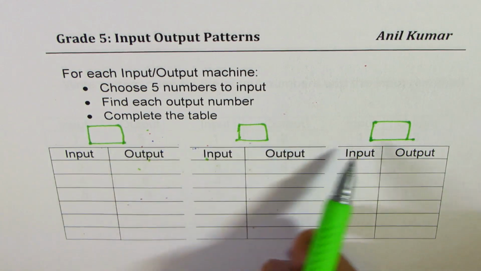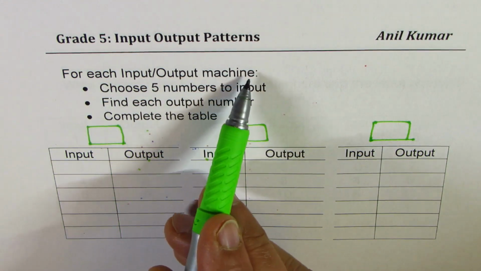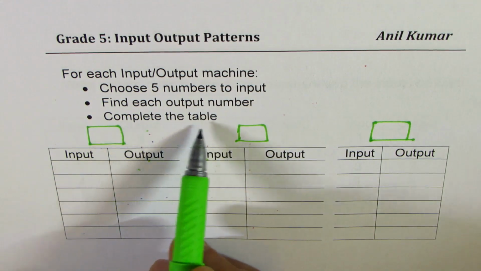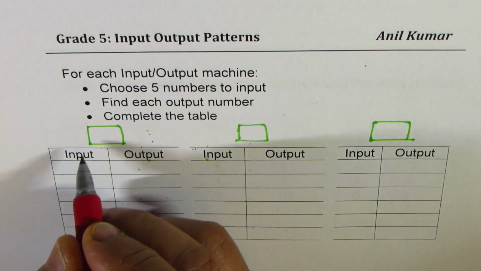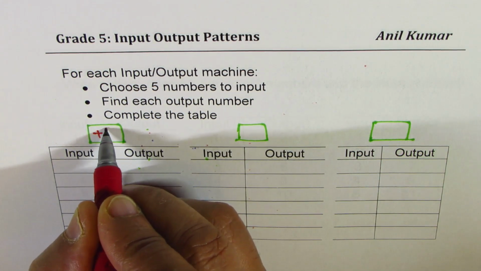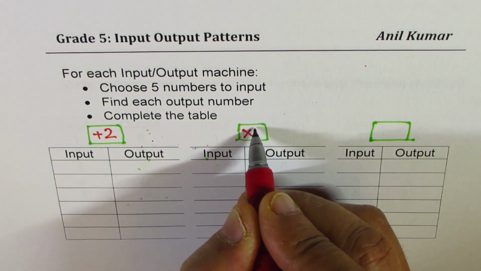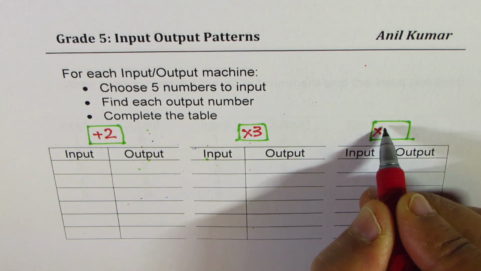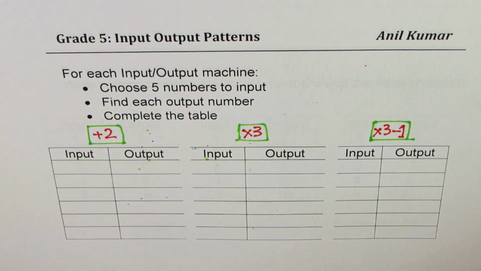And once you make your machine, that is to say, you have to define your rules, right? So the question is, for each input-output machine, choose 5 numbers to input, find each output number and complete the table. So let's first decide what machines. So I'll make simple machines. The first one, I'll say add, let's say a number 2, increase by 2. In the second machine, let us say we times it by 3. And in the third machine, let's do operation like times 3, take away 1, okay?